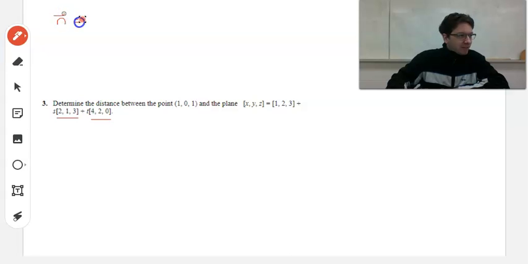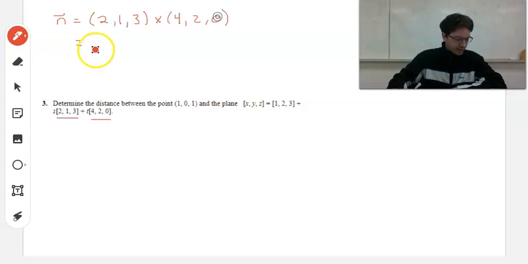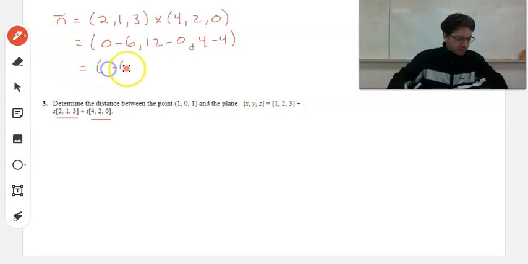So our normal then is going to be the cross product of 2, 1, 3, and 4, 2, 0. All right, and you're going to get 0 minus 6 for our x, 12 minus 0 for y, and 4 minus 4 for z. So that gives us a normal of minus 6, 12, and 0. That's not a really fun normal to play with, so let's pull out a negative 6. And we're left with 1, minus 2, and 0.